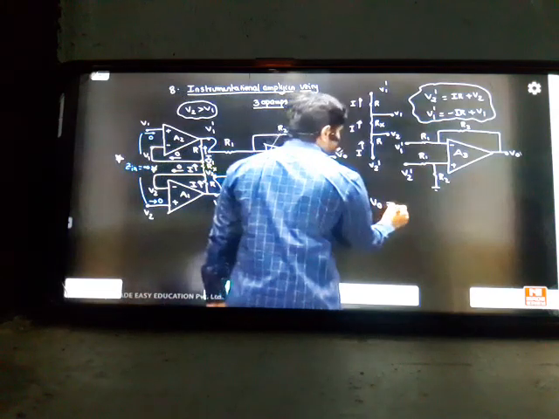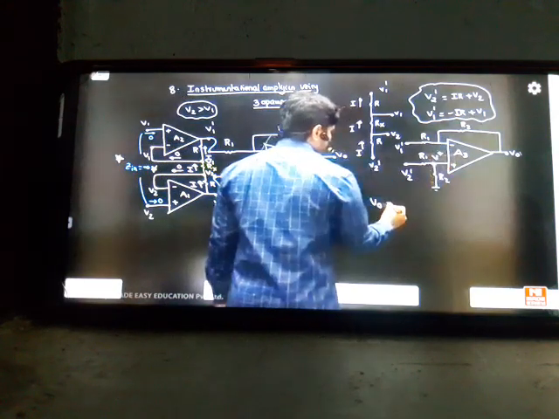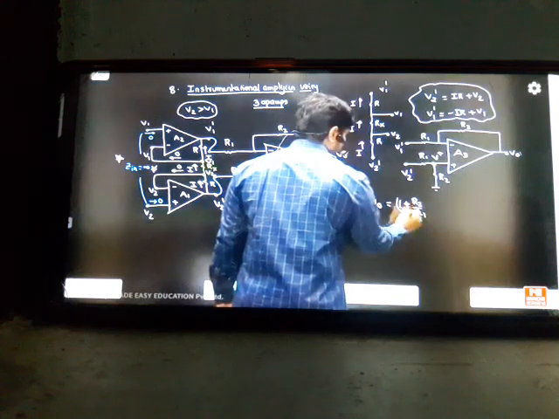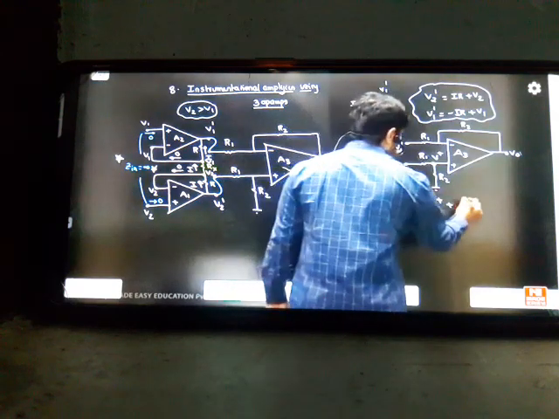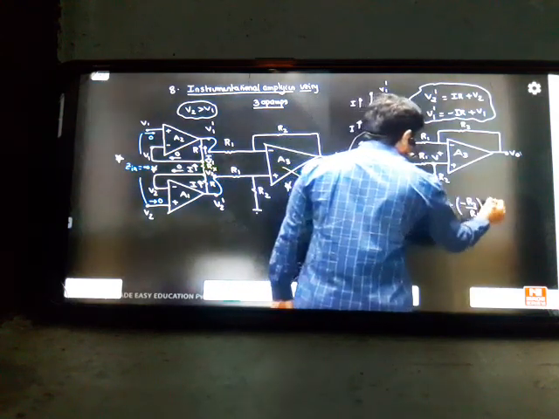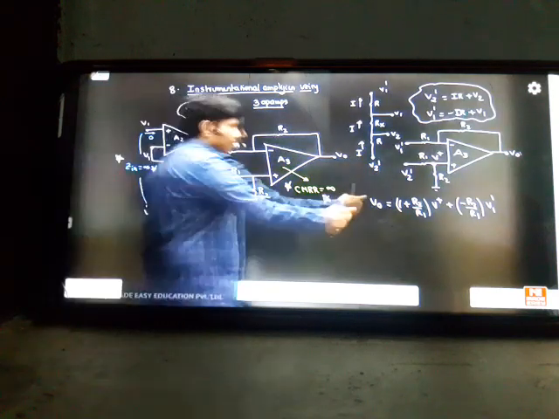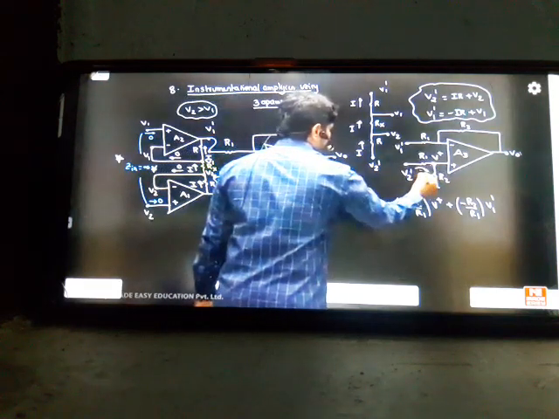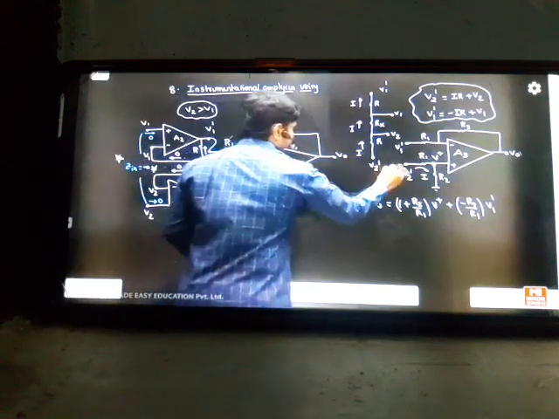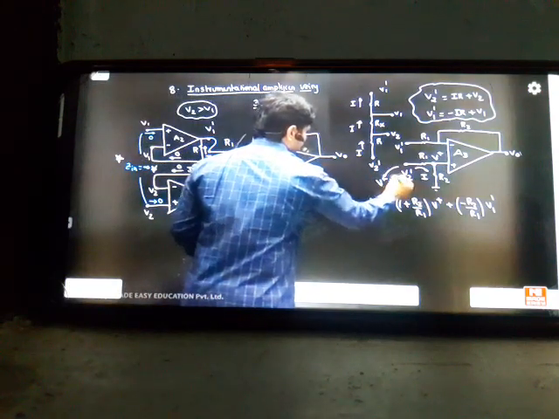If I write the answer V0 directly, this is V plus here. So 1 plus R2 by R1 into V plus, plus minus R2 by R1 into V1 dash, you can write. Just the superposition theorem, a straightforward answer. But here, because of R there is a current flowing here, where V2 dash and V plus are not the same in this network. In this network, V plus is not equal to V2 dash. So both are not the same.